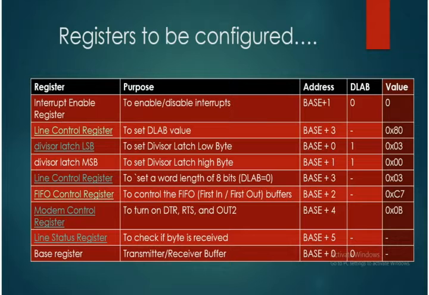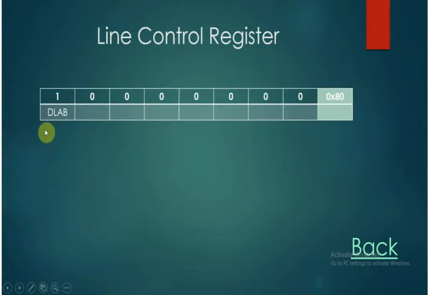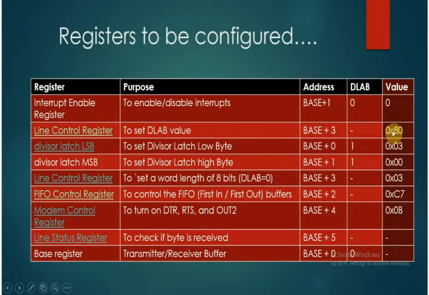By the way, base address is the address of my COM1, which happens to be 3F8 as shown in the last slide. So to access divisor latch LSB and MSB, we want to make DLAB equal to 1. As I told, DLAB is the 8th bit in line control register. If we make it 1, line control register becomes 80 in hexadecimal. So this is how we get 80 here.